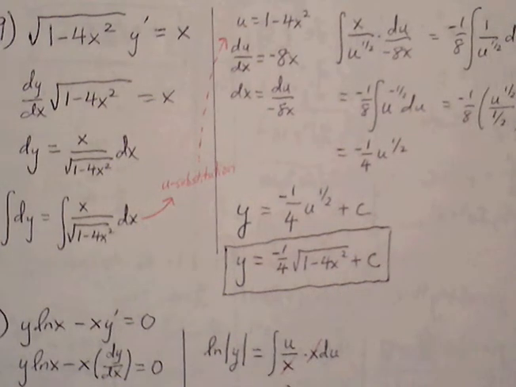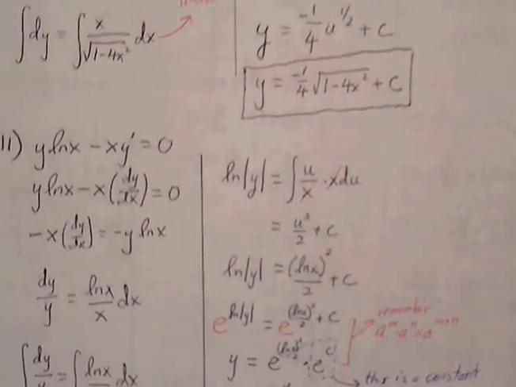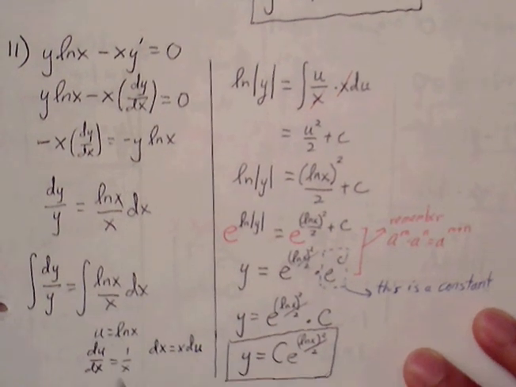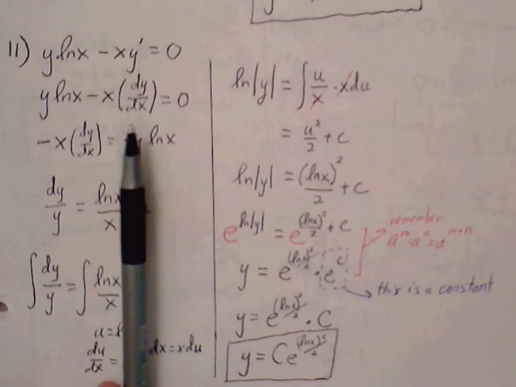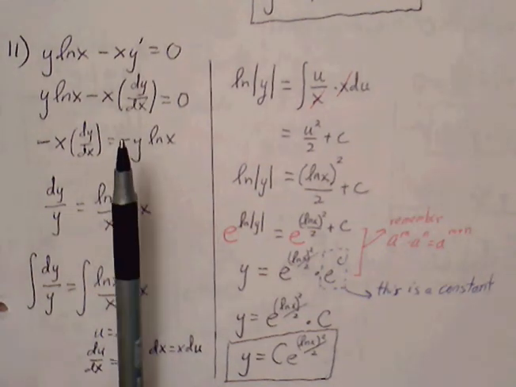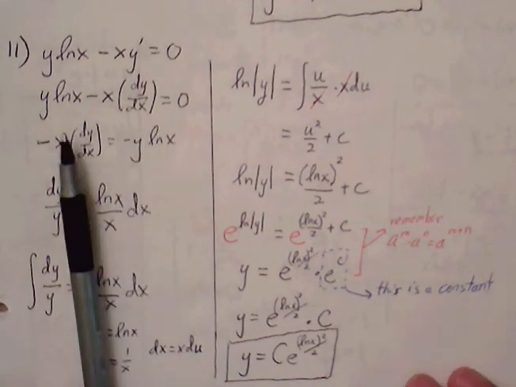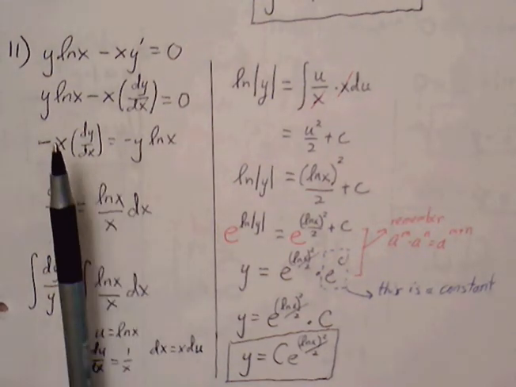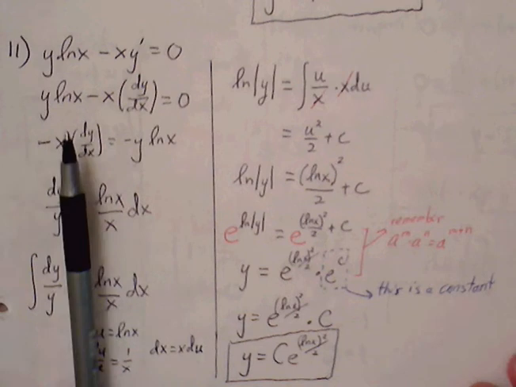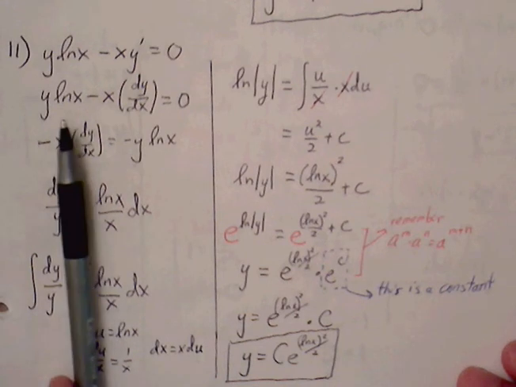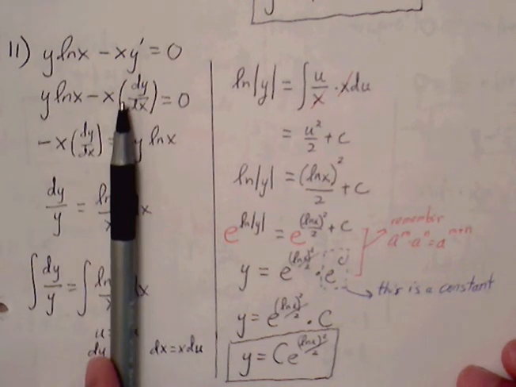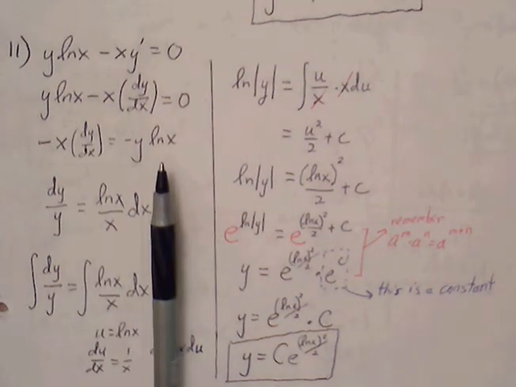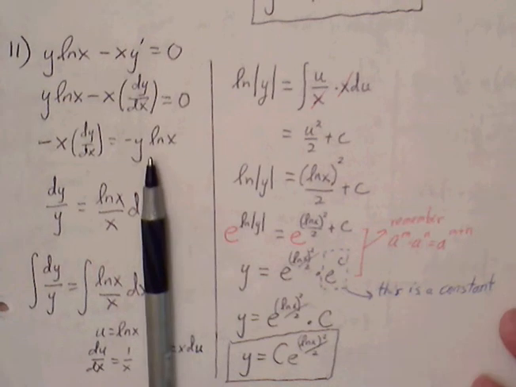Okay. All right, number 11, y ln x minus x y prime is equal to 0. Let's rewrite y prime as dy over dx. Next step, we're going to start separating the variables. In this case, I'm going to have the dy on the left side and move the y ln x to the right side. So that's negative y ln x.